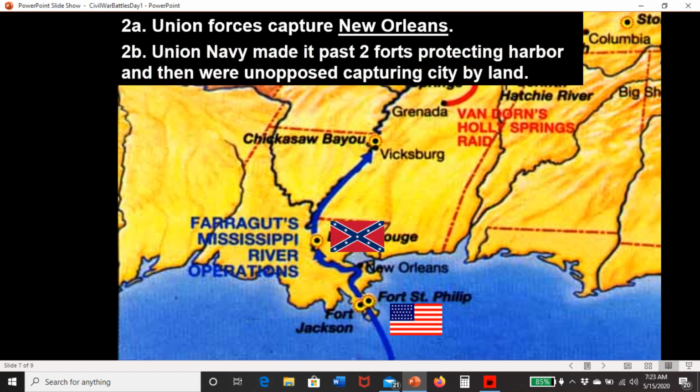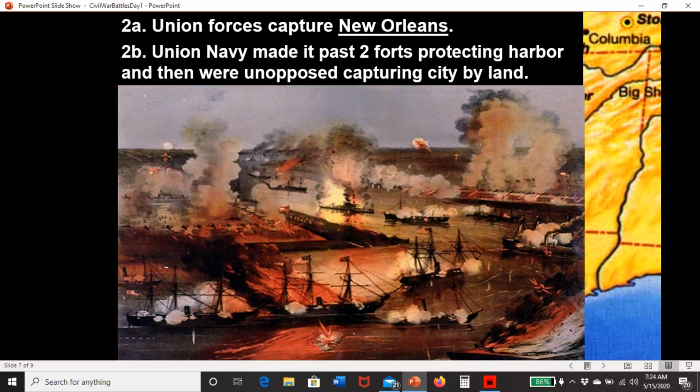And as I said, the Union Navy of 43 ships makes its way past two forts protecting the harbor. They had those chains across to stop the movement of the ships, but that doesn't work out. With this victory, it really secures the idea that the Union now controls the Mississippi River and the Mississippi Valley.